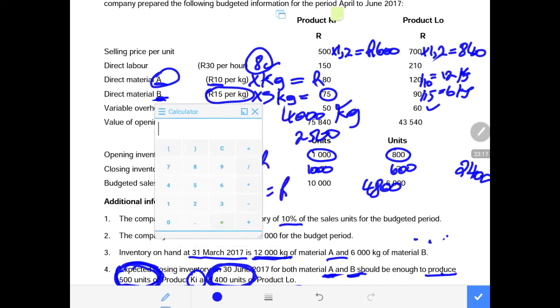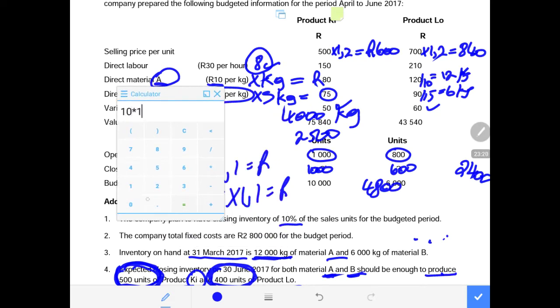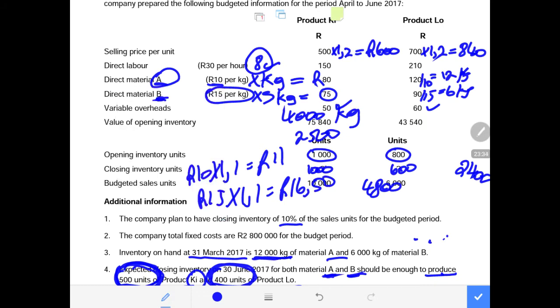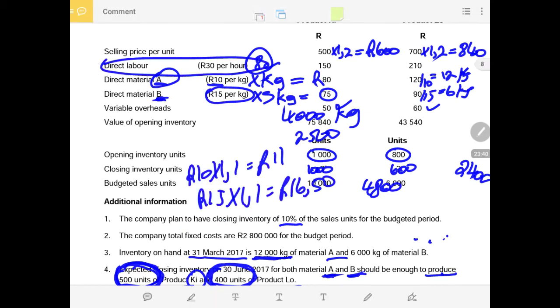Then this will be our expected prices. 10 by 1.1 will give us 11 rand and 15 by 1.1, which is increasing by 10%, will give us 16 rand 50 cents. That is the material price per kg that is increasing. Our labor is not touched, so that means our labor remains at the 30 rand per hour.